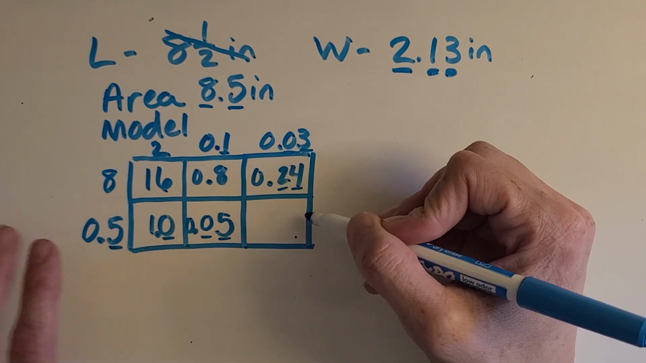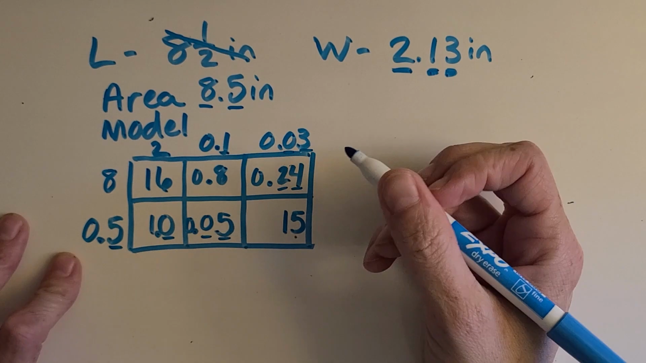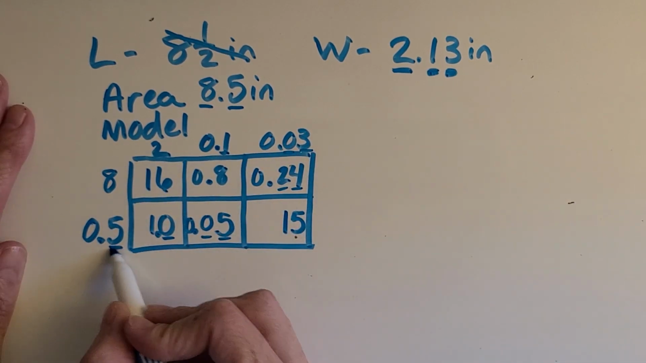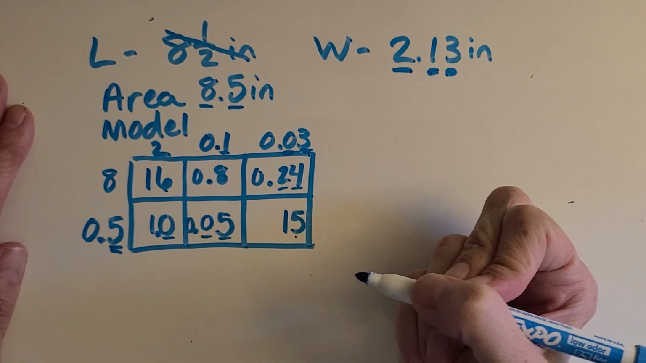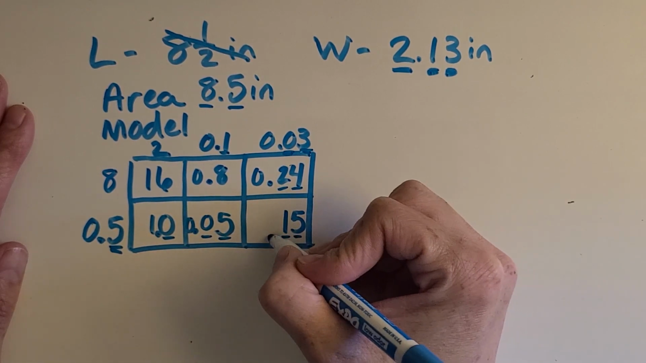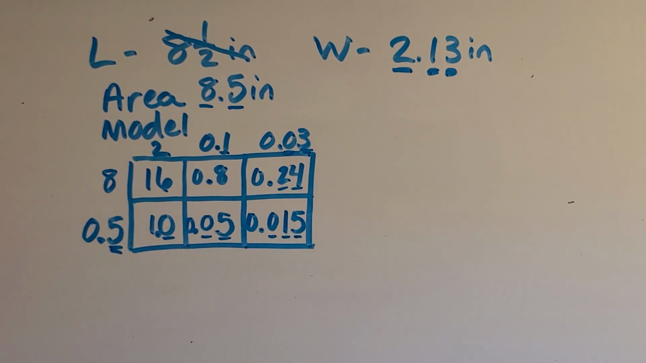5 times 3. Good job, is 15. And then let's count the decimal places. 1, 2, 3. So the product should have the same. 1, 2, 3. So 15 thousandths. Okay, now this looks like a lot, right? But it was really nice being able to do a lot of mental math.